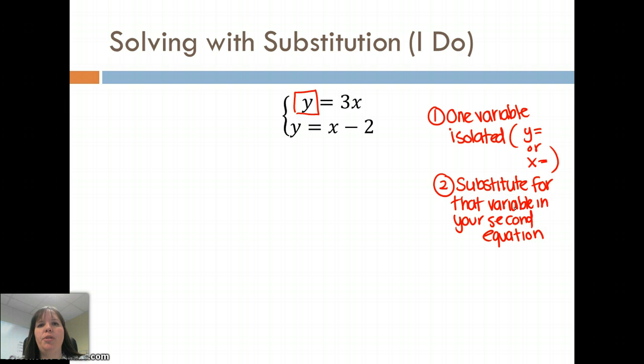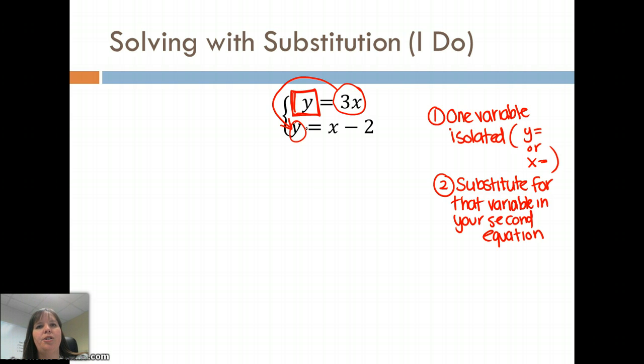So in this equation we have that y is equal to 3x and y equals x minus 2. What this is telling me is anywhere I see a y, I could actually place in place of it, substitute in place of it, a 3x. So what I'm going to do in the second equation is find where the y is, and I'm going to substitute 3x in its place. Substitute means it's going to take the place of. Y isn't going to be there any longer.